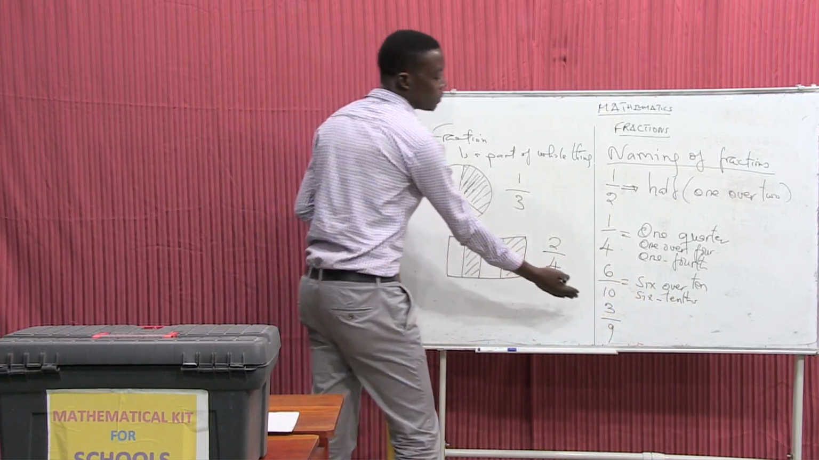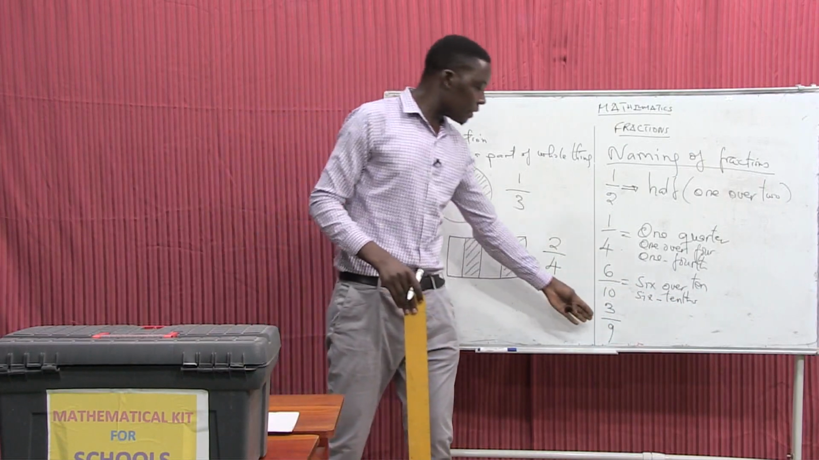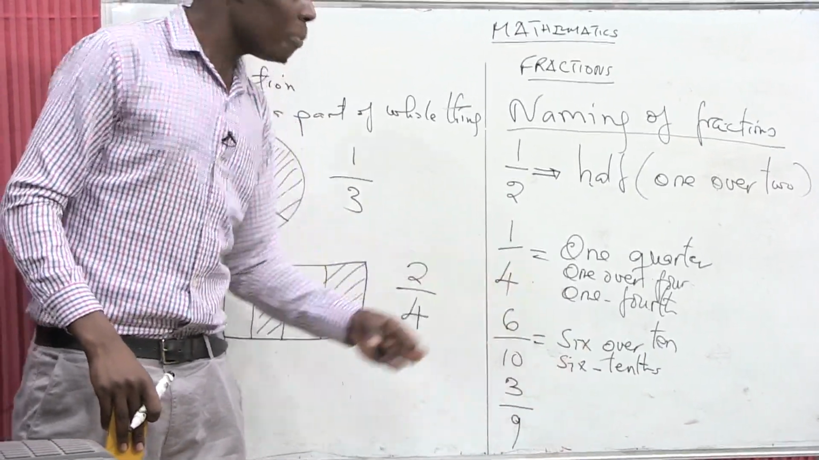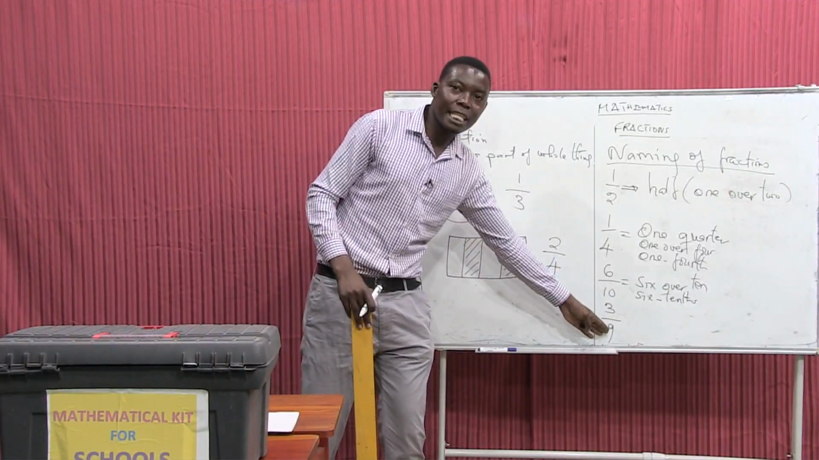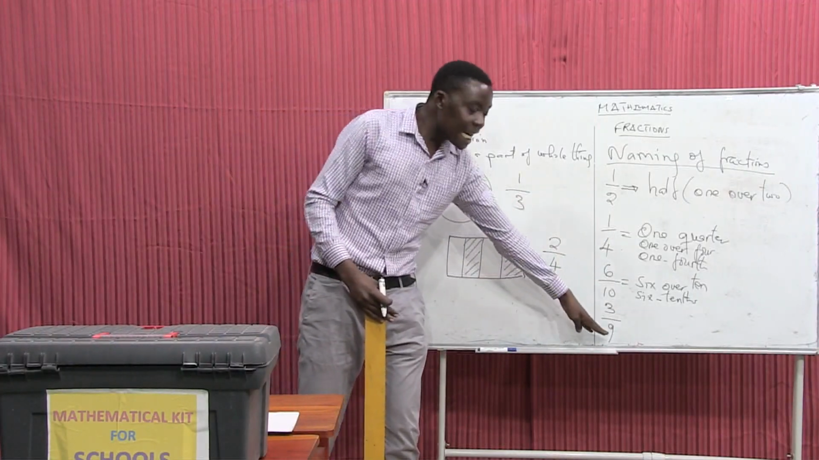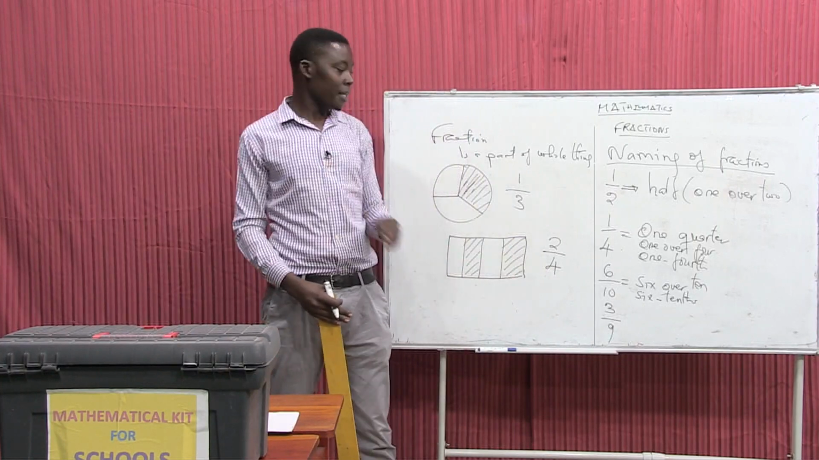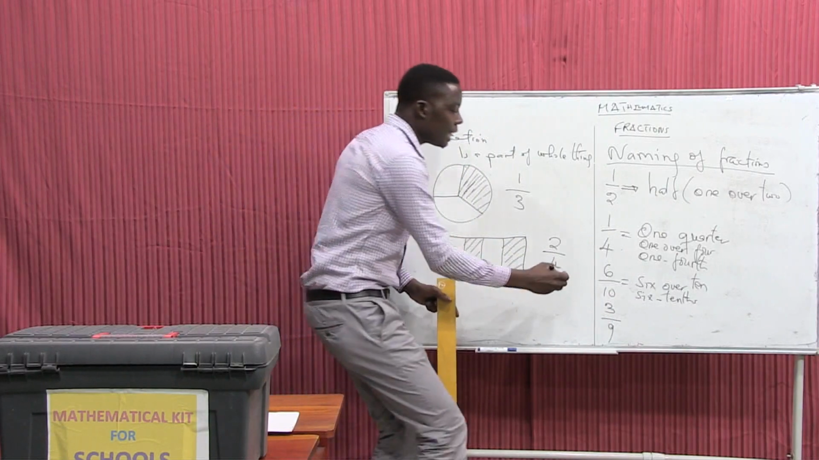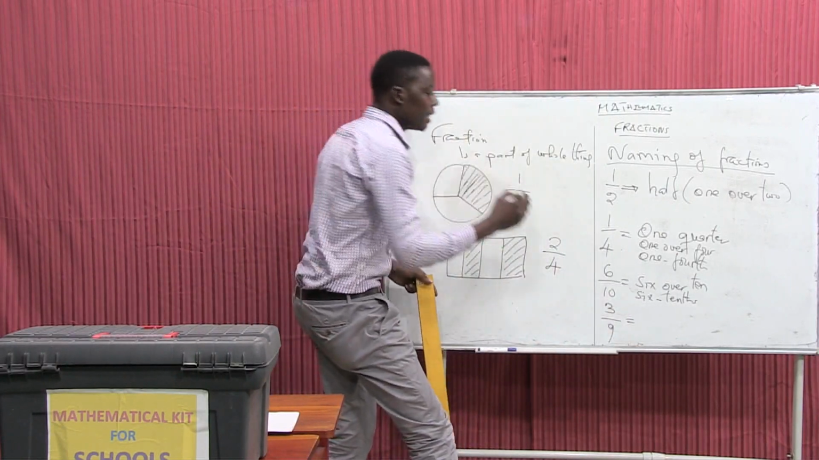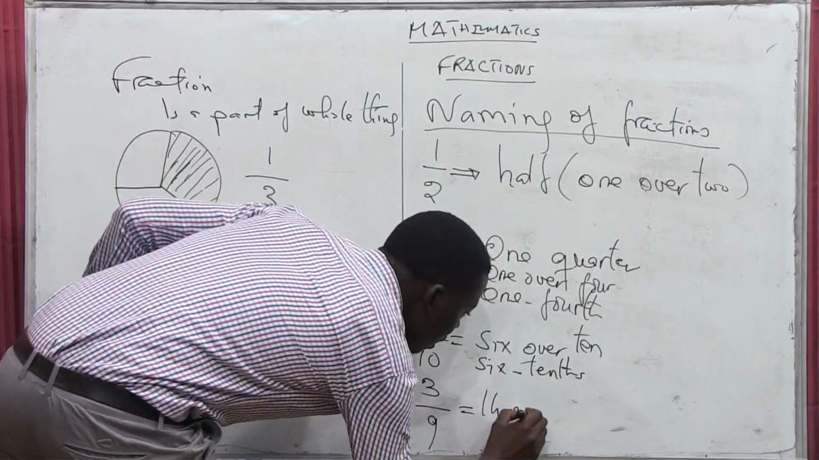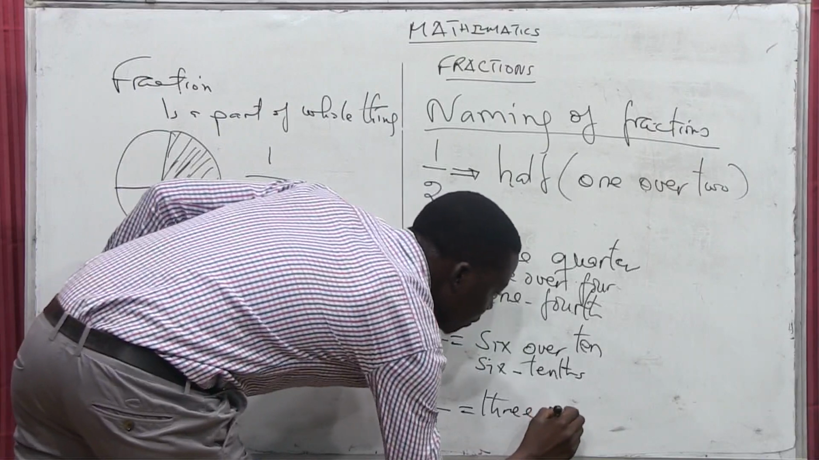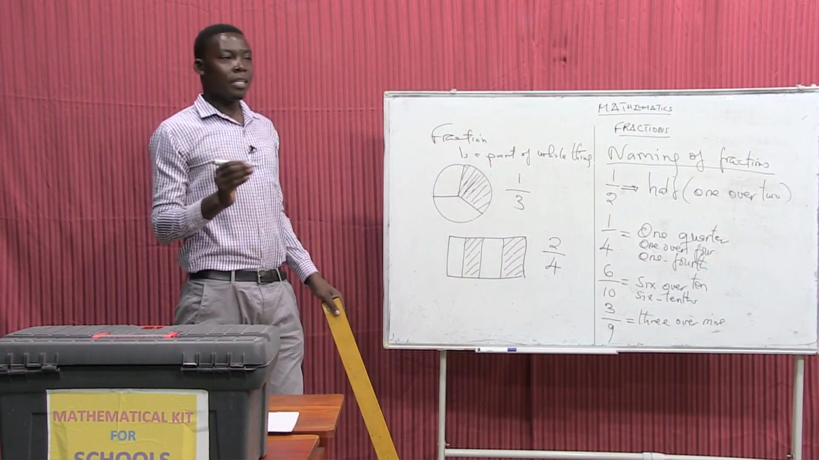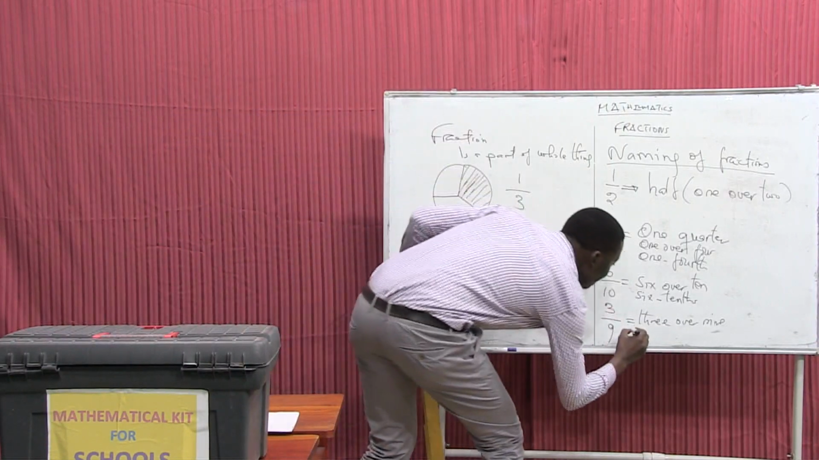Then you have 3 out of 9. That means your whole object is divided into 9 equal parts, but 3 parts are taken out. Then how do you read this one? You say that it is 3 over 9, or in other language you can say 3 ninths.